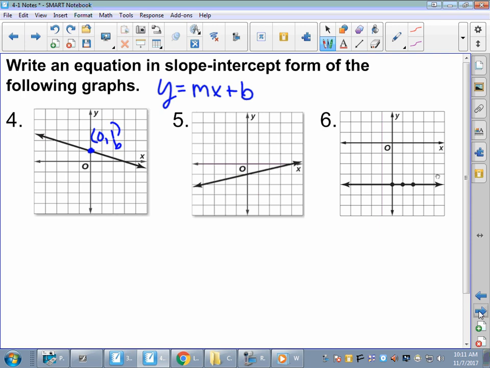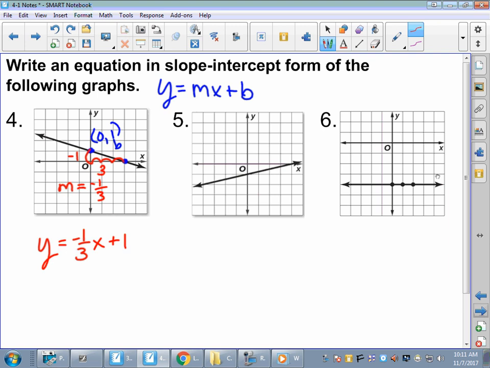And if I find another point on the graph, say right here, and I count to find my slope, I'm going down 1 over 1, 2, and 3. So I went down 1 over 3 to the right. My slope is negative 1/3. Remember, it's the change in y over the change in x. So my equation, y equals negative 1/3 x plus 1.